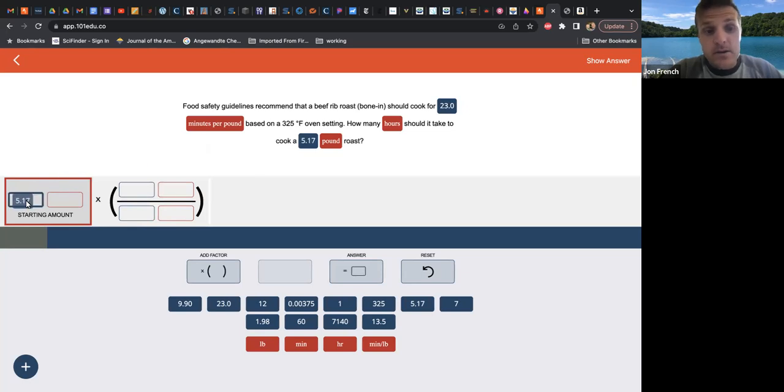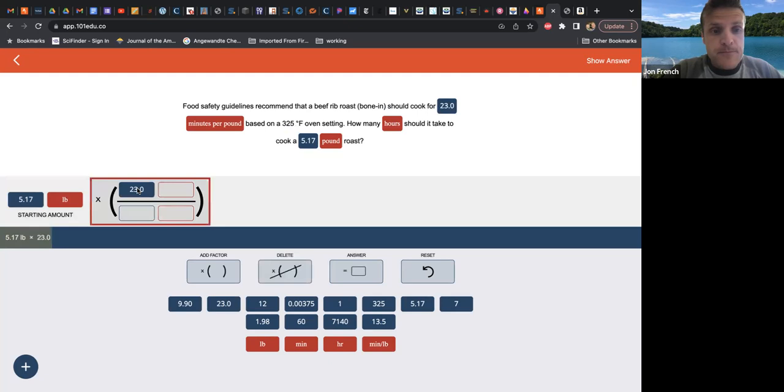So we start with, and we can just drag and drop the values, which I think is nice about this. So I can start with 5.17 pounds. Somehow I want to get rid of pounds. I want to have that cancel out, and I want to be left with minutes, because I know I can convert minutes to hours. And we know, okay, I've got 23 minutes per pound. So for every 23 minutes, this is going to be my conversion factor to get rid of pounds.